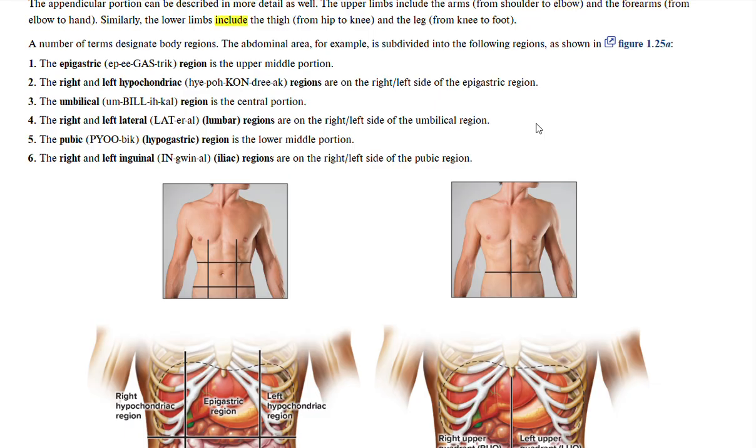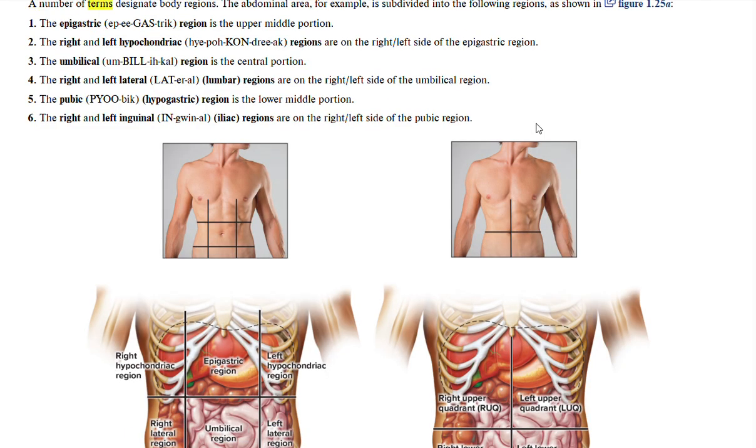Similarly, the lower limbs include the thigh, from hip to knee, and the leg, from knee to foot. A number of terms designate body regions. The abdominal area, for example, is subdivided into the following regions, as shown in Figure 1.25a.